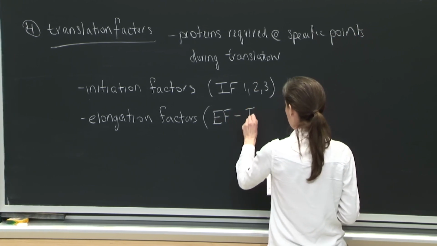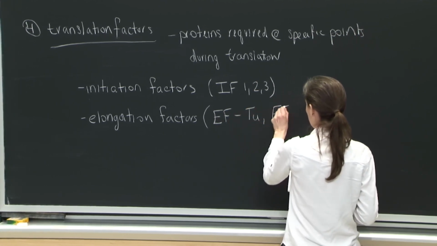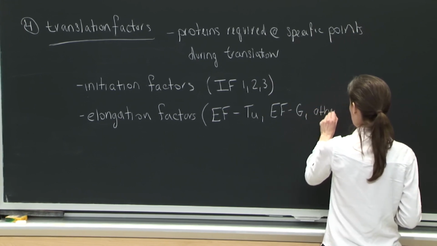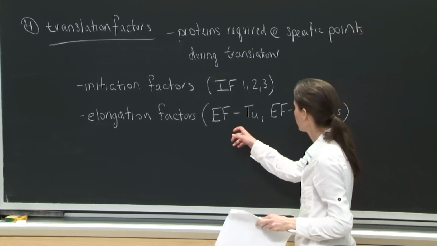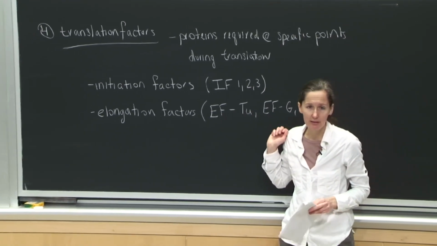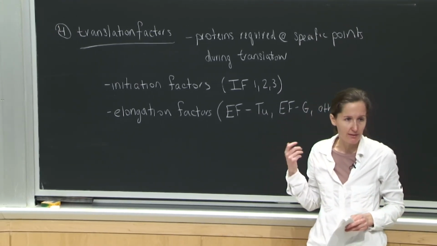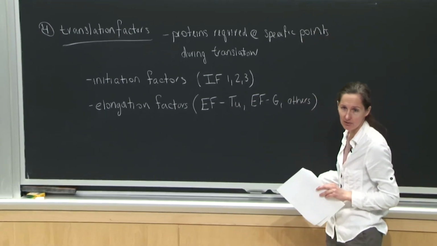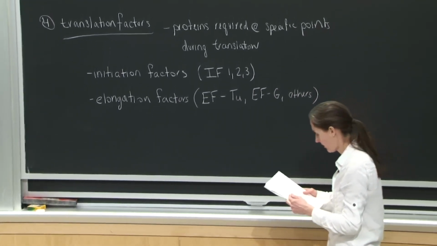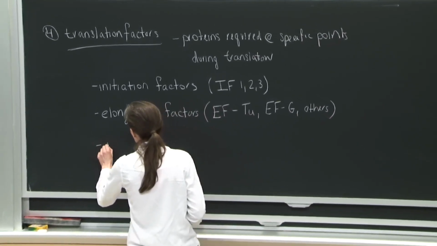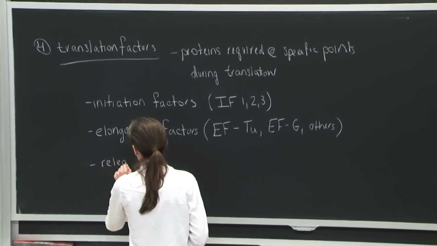We have EF-Tu, EF-G, and others. And we'll spend quite a bit of time thinking about EF-Tu and EF-G over the course of the next week, and in recitation and in problem sets, thinking about how these factors are really facilitating the elongation process here. And during termination, there are release factors.